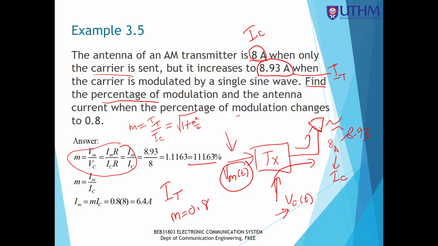Okay, because you are given 0.8. So 0.8 multiplied with 8, so you get 6.4 ampere. So 6.4 ampere. Finish. That's it. Okay, so this is quite easy, straightforward.